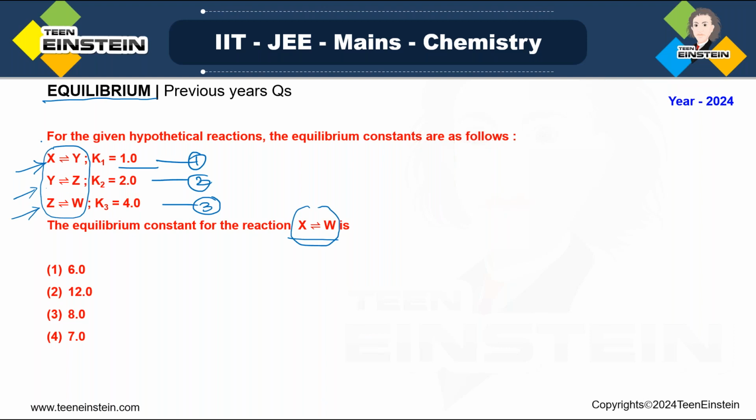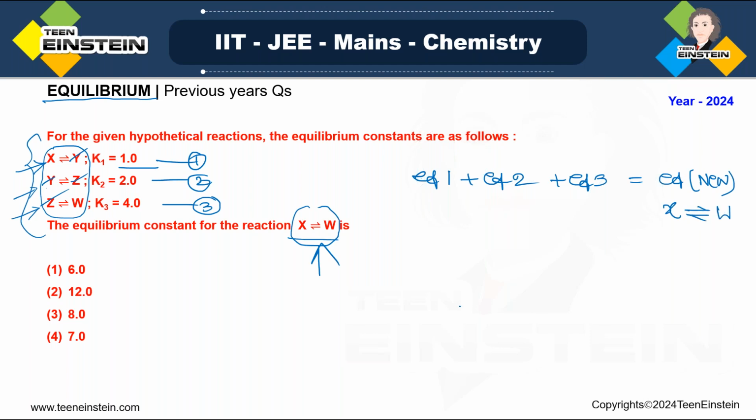See, if you add these three equations simply, then Y will be cancelled from both sides. Then Z will be cancelled from both sides. So what is left? Left is basically this equation. That means when you are adding equation number 1, equation number 2 and equation number 3, you are getting the new equation, which is X conversion towards W.